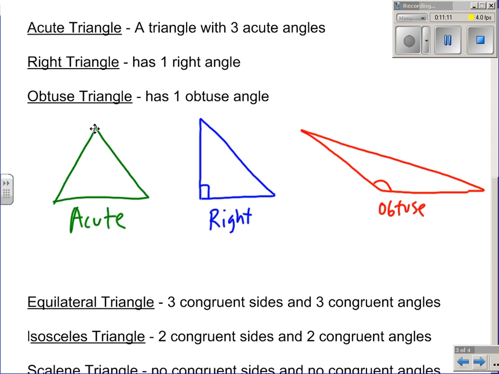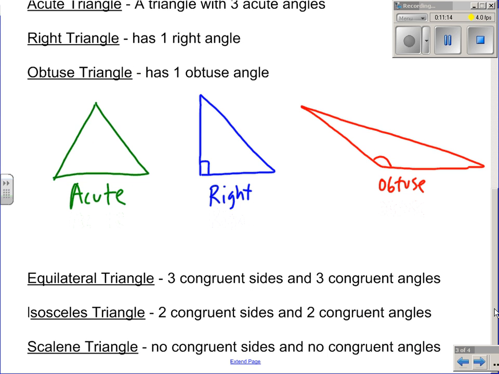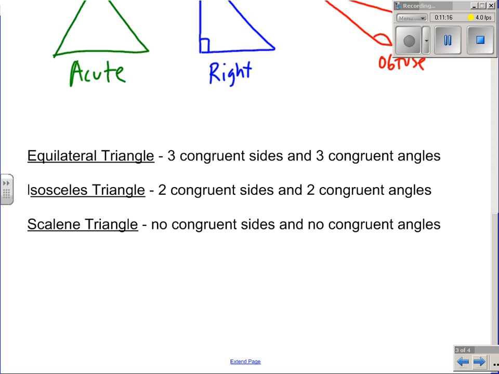All right, and then the last three kinds of triangles to know would be an equilateral triangle, and that's a triangle that has 3 congruent sides and 3 congruent angles that you would see marked like this. Then you have your isosceles triangle, where only 2 of the sides are equal and 2 of the angles are equal. Then you have your scalene triangle, where none of the sides are equal and none of the angles are equal.